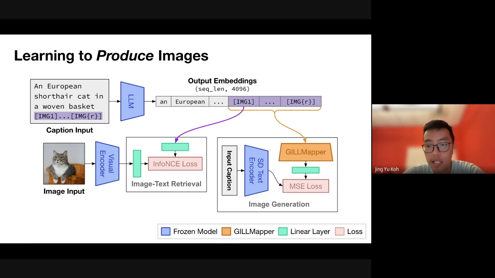And we train this by minimizing the mean square error loss against the stable diffusion text encoder. So we put the same caption, a European short-haired cat in a woven basket, into stable diffusion's text encoder, and we apply the mean square error loss to minimize the difference between Gill Mapper's output and the text encoder output. So if you learn a good mapping, you would be able to directly pass Gill Mapper's outputs into the stable diffusion image generator, allowing you to synthesize images from the R image tokens.